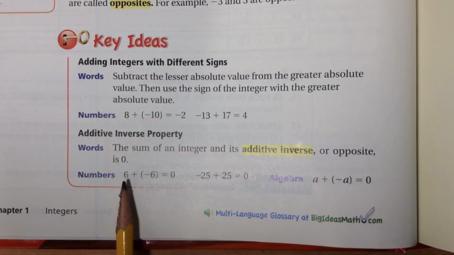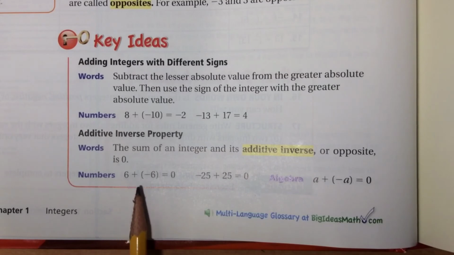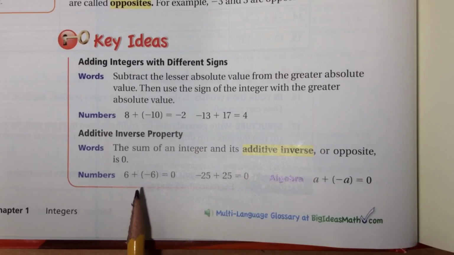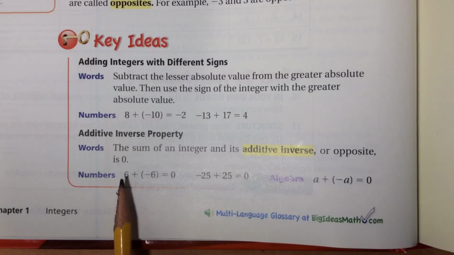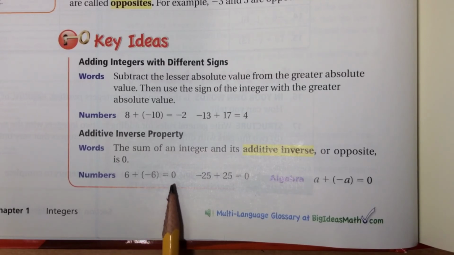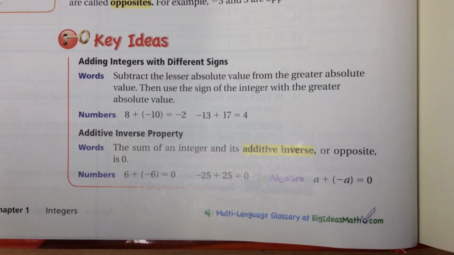Okay? So, and it makes sense because, look, they are different signs. So I would subtract them. 6 minus 6 is 0. And I wouldn't keep either sign because they're the same absolute value. There aren't more positives. There aren't more negatives. So therefore, 0 is neither negative nor positive.